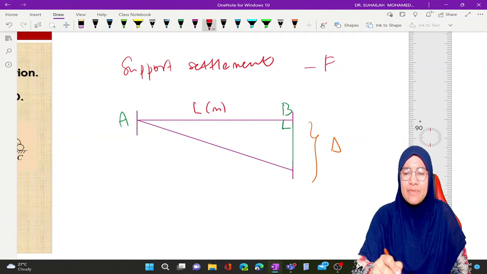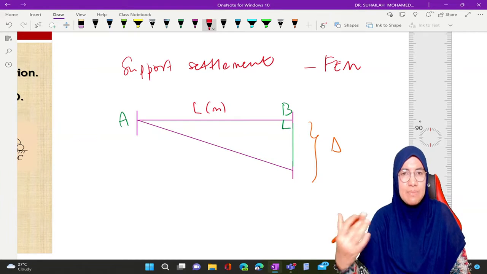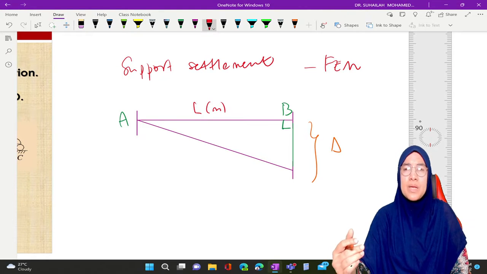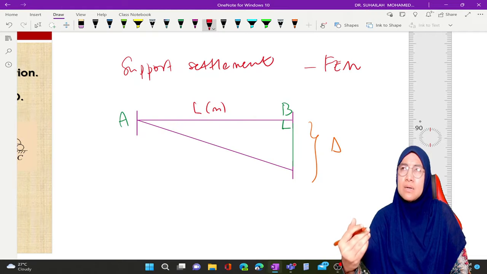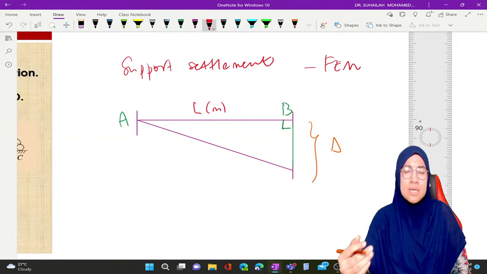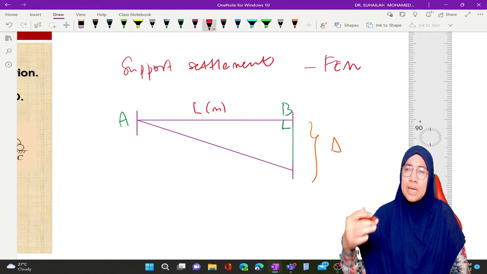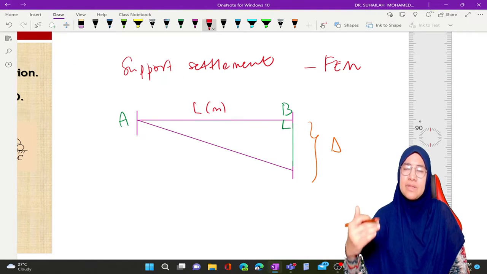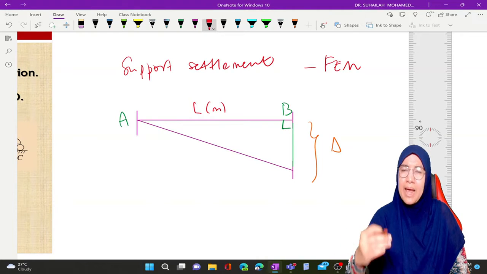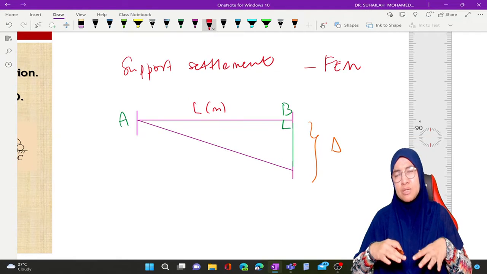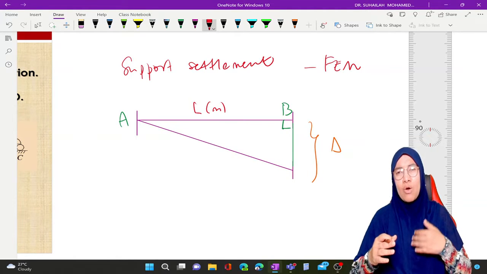And always remember, FEM is actually behavior. A beam is a horizontal member, and the fixed end moment will push back the beam; the bending of the beam is due to loading. The fixed end moment acting at A and B actually pushes the new position of the beam back to its original position. Original is horizontal.